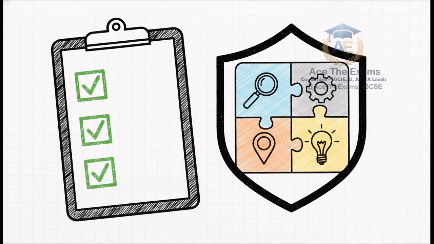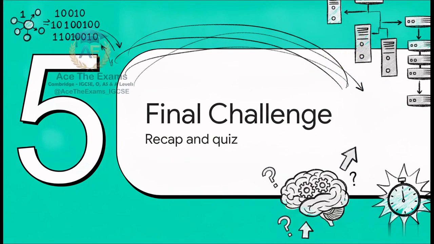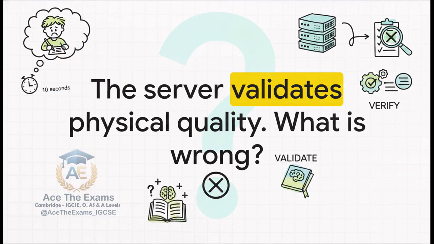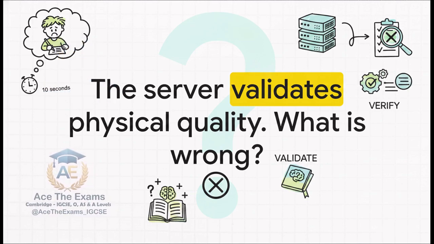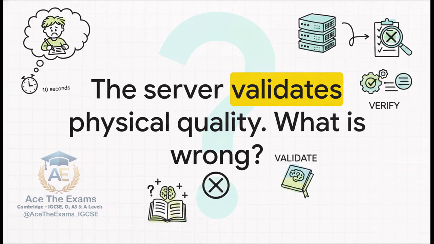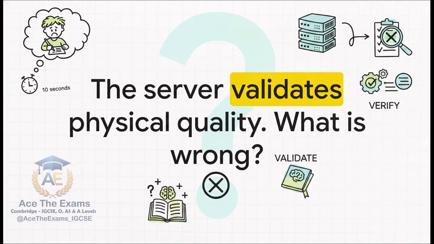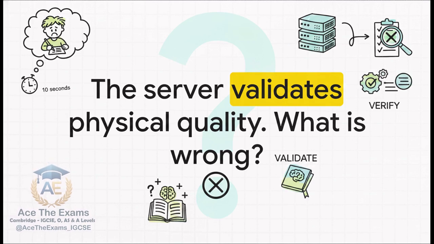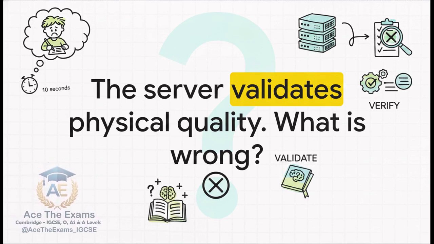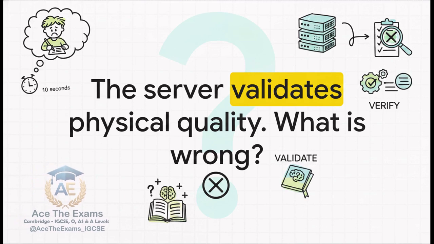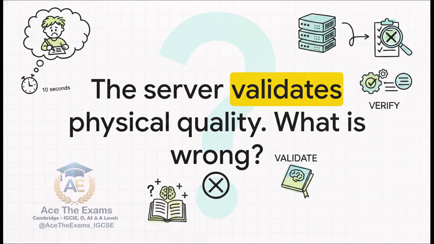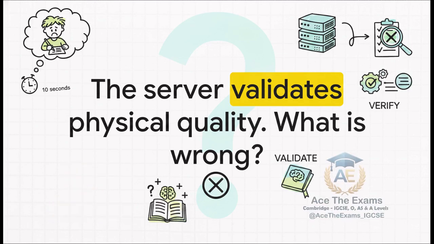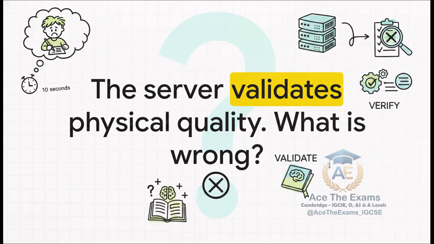Okay, home stretch, Section 5, final challenge and recap. Let's do a quick interactive challenge. A student writes in their exam, the server validates the physical quality of the data entered. You have 10 seconds. Spot the fatal error. Have you got it? The trap is the word validates. Validation is an automated software rule check. For checking physical quality or ensuring data was entered completely identical to the source, the correct term is verifies. That one single wrong word drops the mark.